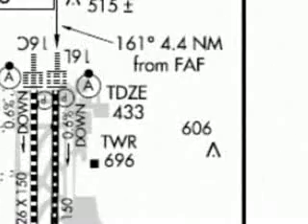Touchdown zone elevation. The touchdown zone elevation is the elevation of the runway segment that you are intended to land. If it's listed in feet, it's useful when you're on final approach and flaring.